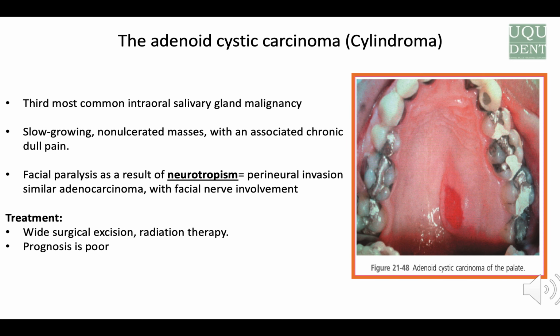Adenoid cystic carcinoma or cylindroma. It is the third most common intraoral salivary malignant tumor. It's a slow-growing, non-ulcerated mass with an associated chronic dull pain. It causes facial paralysis because it has neurotropism. As we said before, it causes perineural invasion, similar to adenocarcinoma, with facial nerve involvement. The treatment, you do a wide surgical excision and radiation therapy. It has a very poor prognosis.